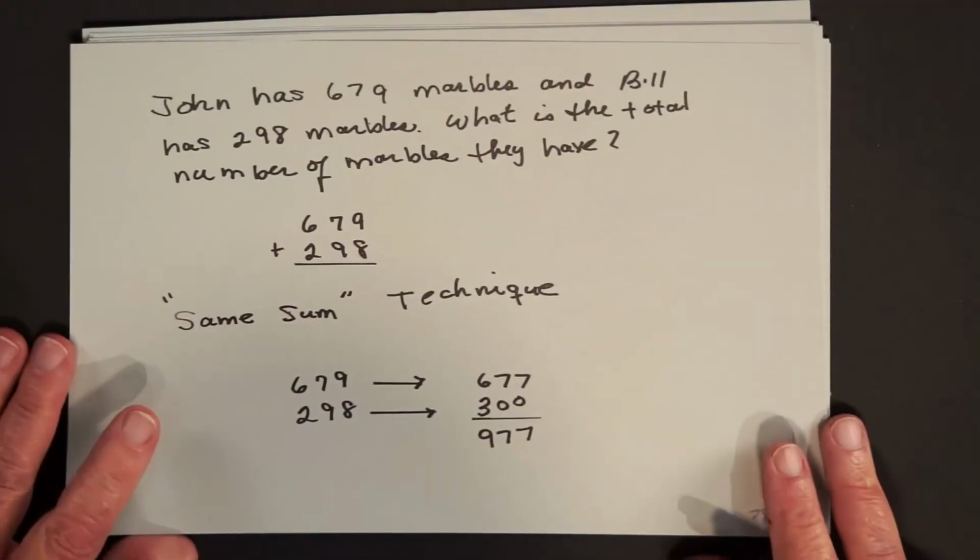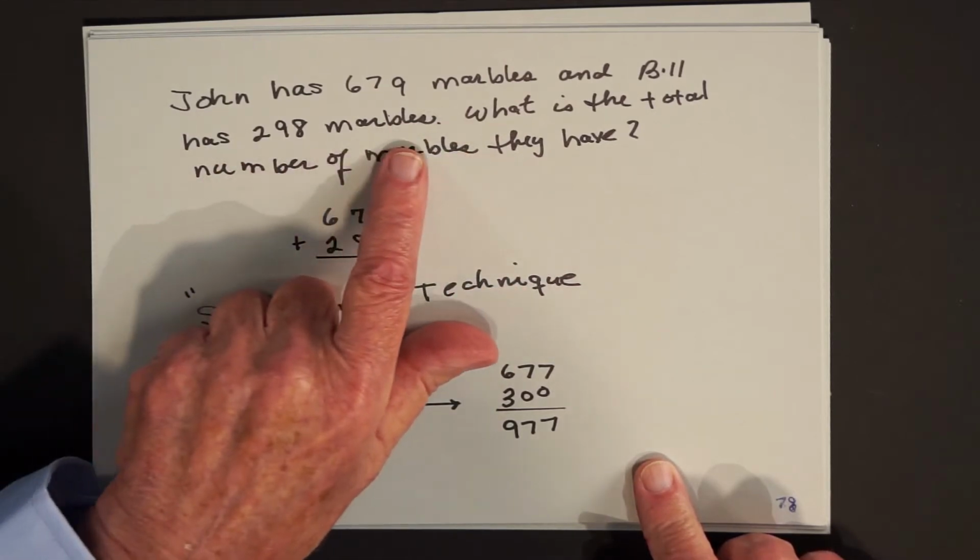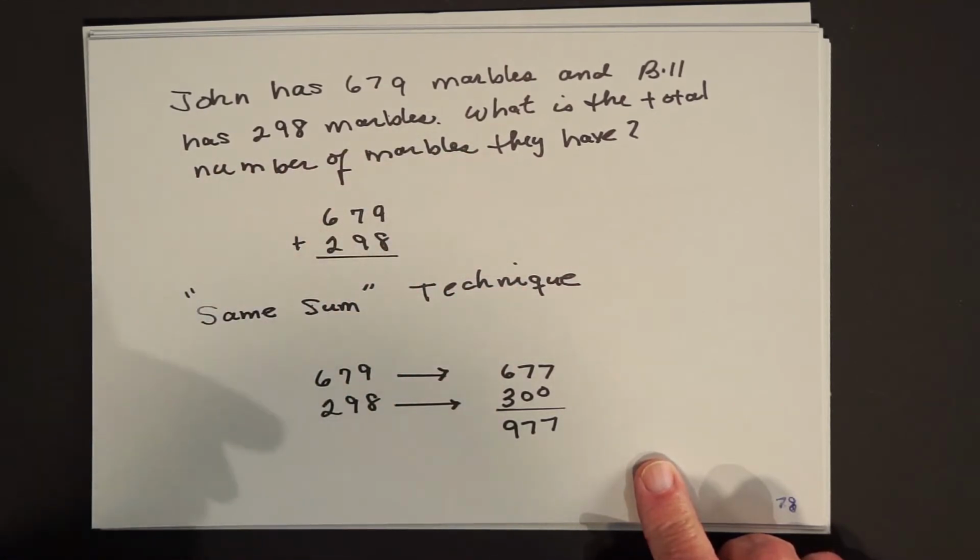However, there might be a word problem that says John has 679 marbles and Bill has 298 marbles. What is the total number of marbles they have? Notice that in stating that problem, no one is telling you what to do. They're asking you a question. You have to say, oh, to find the total, I have to add the amount one has to the amount the other has. Now, what the calculator will do for you is it will do the addition. It won't tell you what to add.